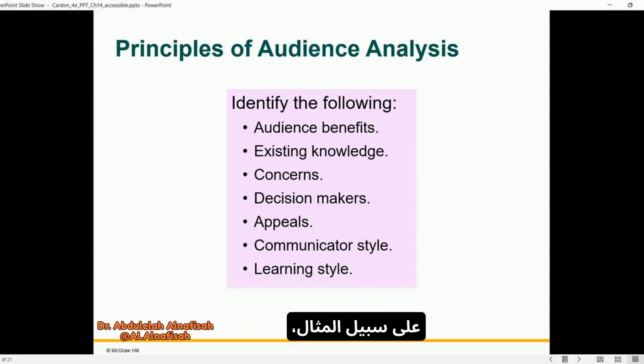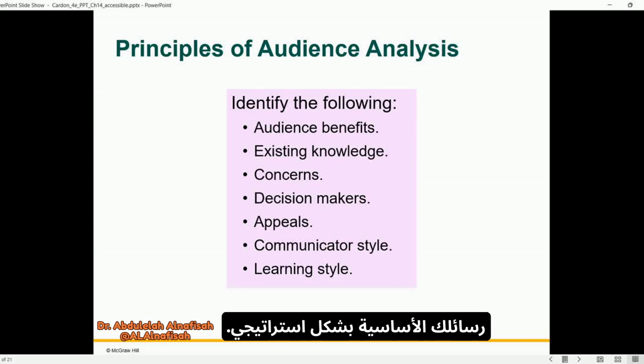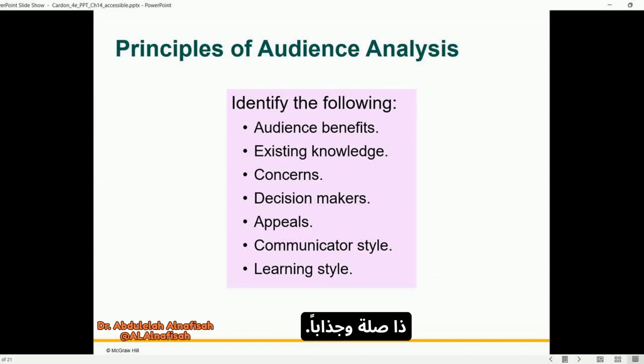For example, if your audience lacks familiarity with your topic, you must allocate more time to education and clarification. Moreover, identifying the key decision makers within the group allows you to direct your core messages strategically. This deep audience understanding ensures your presentation is relevant and engaging.